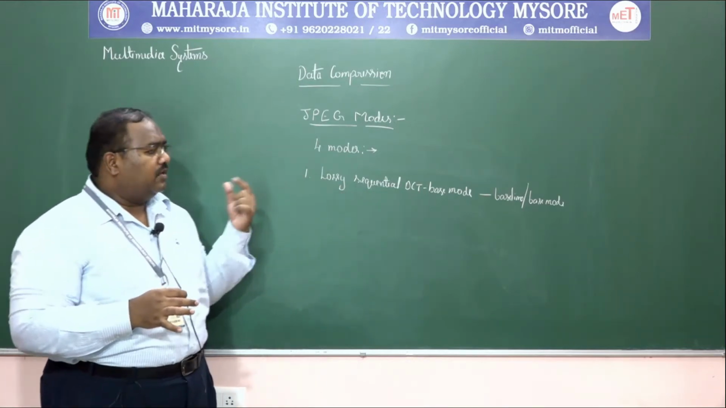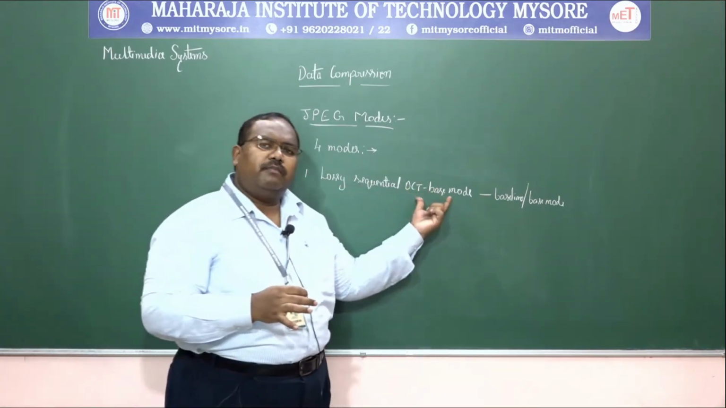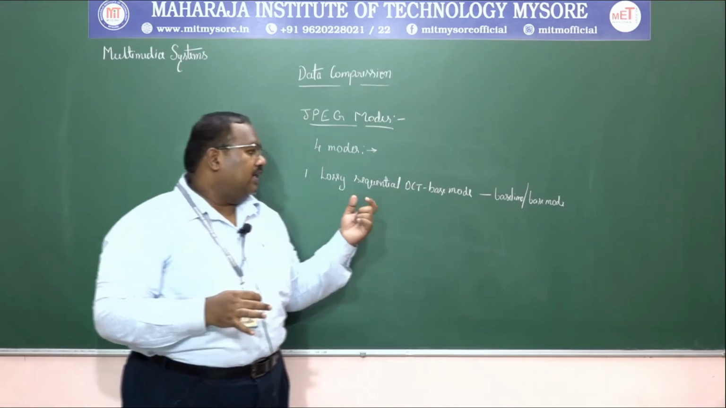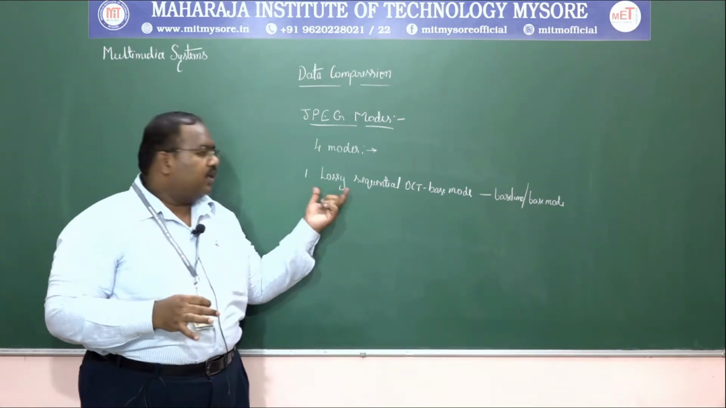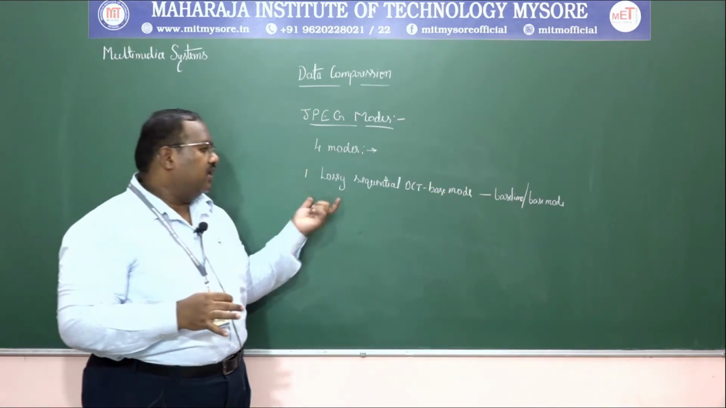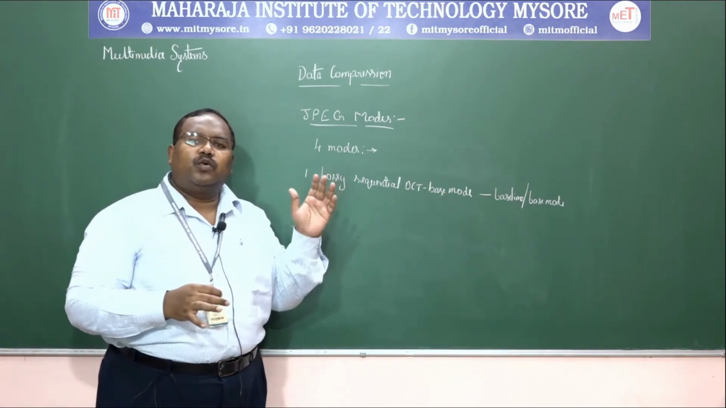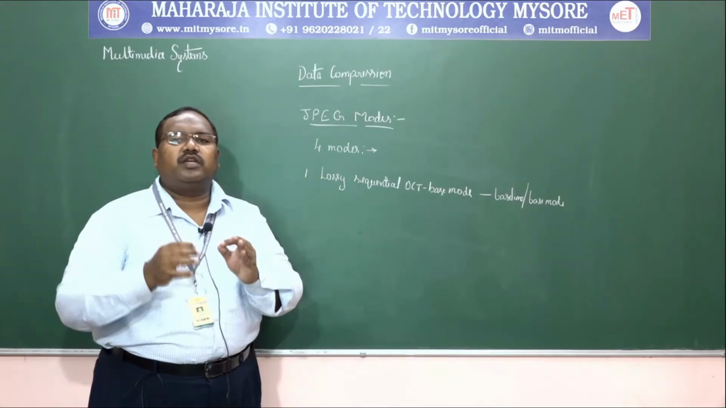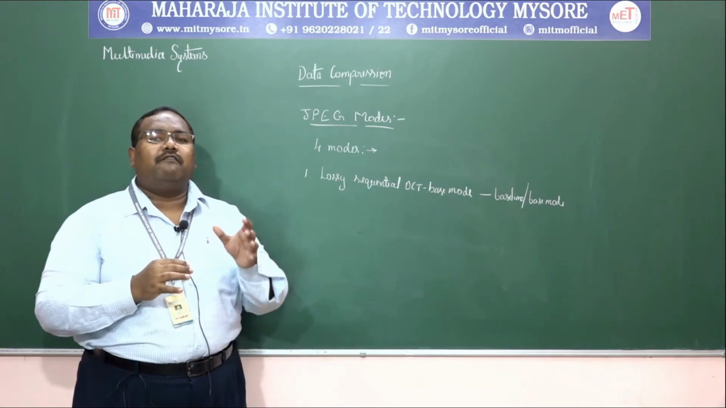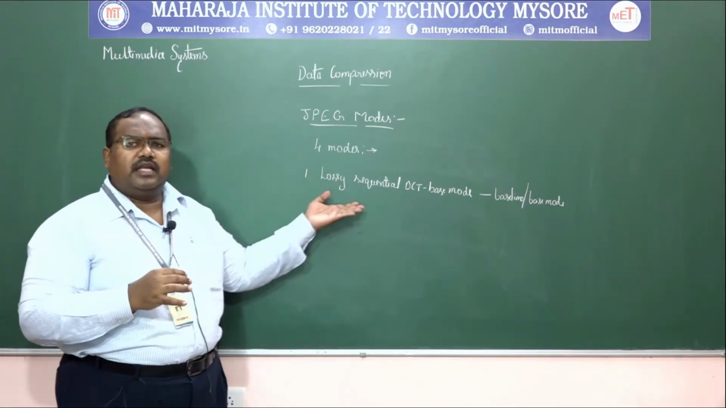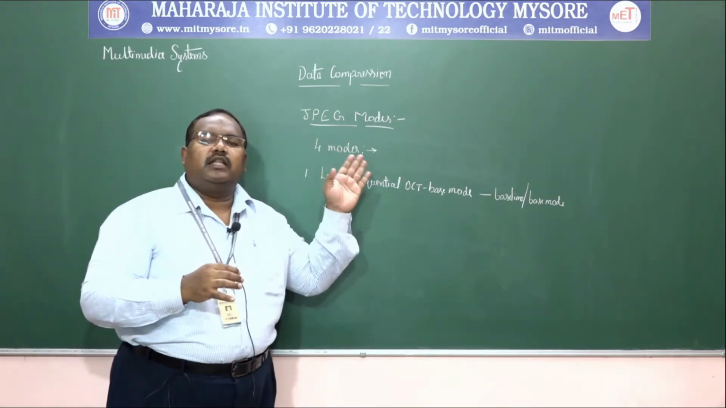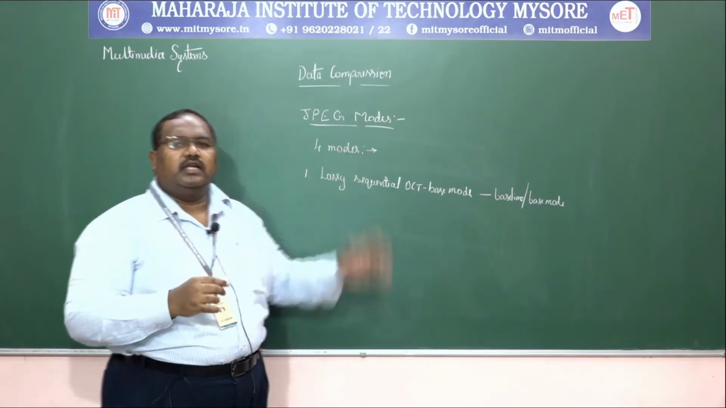In the lossy sequential DCT mode, JPEG uses DCT, the discrete cosine transformation, for the compression technique, and the basic operation is done sequentially. When you do sequential compression with lossy, a small amount of information is lost. It is supported by every JPEG decoder. This technique is always the default one for compression and for the decoder of the JPEG standard.